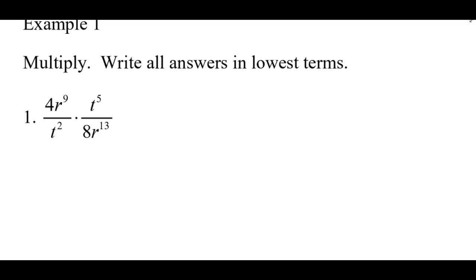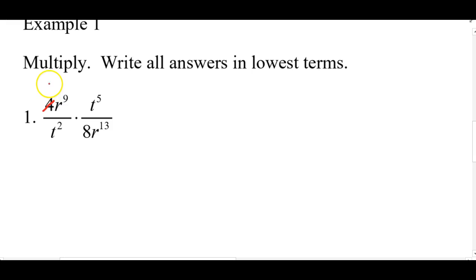Here we want to multiply these two fractions. Of course, we see that there are some things that we can reduce, like 4 and 8, and some r's that are common and some t's. So probably let's reduce first. We can divide diagonally. So here we're going to divide the 4's out first, the 4 and the 8.